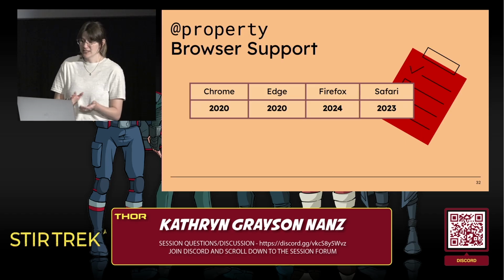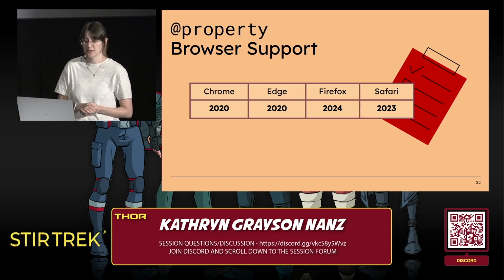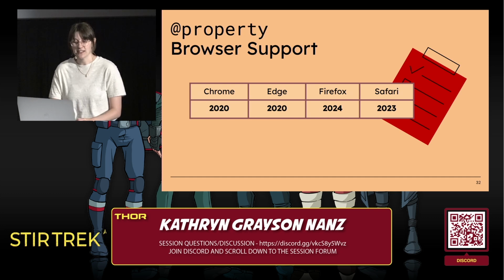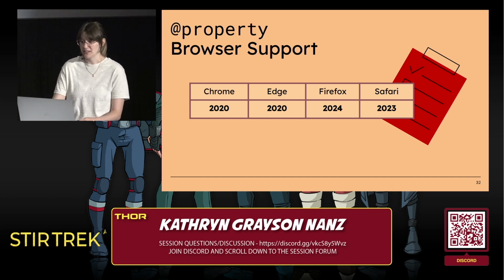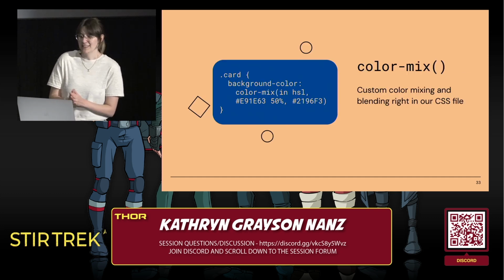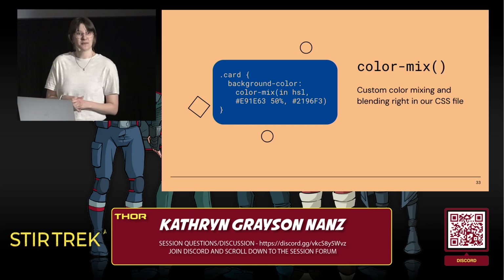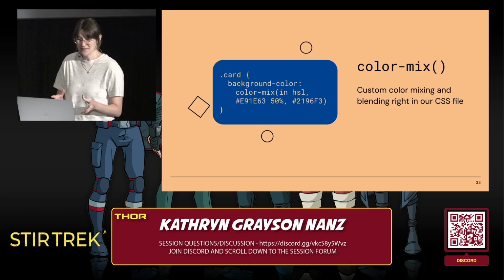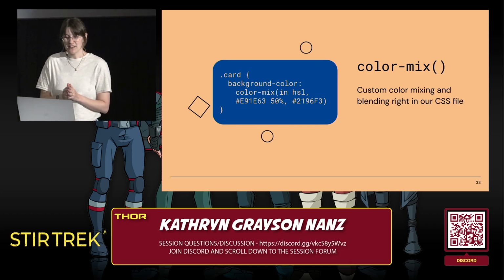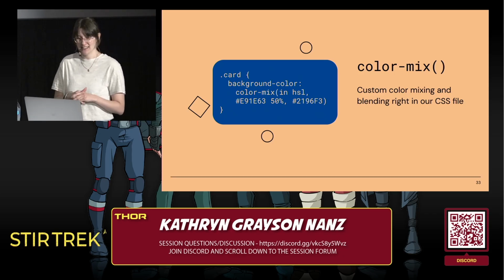Property is pretty newly supported across all major browsers. It was first added to Chrome and Edge in 2020, then Safari 2023, Firefox 2024. This is one of my favorites because it's super practical, I think. The color mix function lets us do custom color mixing and blending right in our CSS file, no preprocessors required.